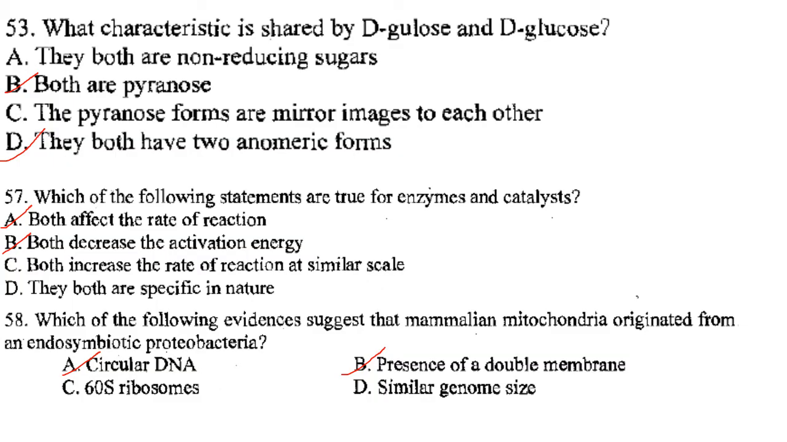Then what characteristic is shared by D-glucose and L-glucose? They are both non-reducing sugars. Both are pyranose. Yes. The pyranose forms are mirror images to each other. No, they both have two anomeric forms. So answer is B and D are correct.